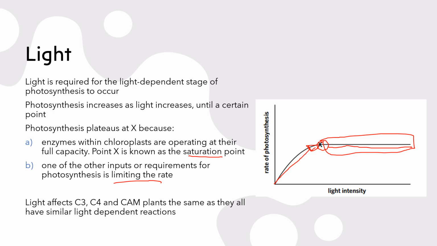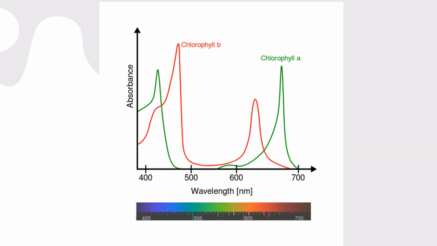So light affects C3, C4 and CAM plants all the same because they all have really similar light-dependent reactions. So we know that not much change has occurred in the light-dependent reactions. All the adaptations are in the independent reactions to combat photorespiration.